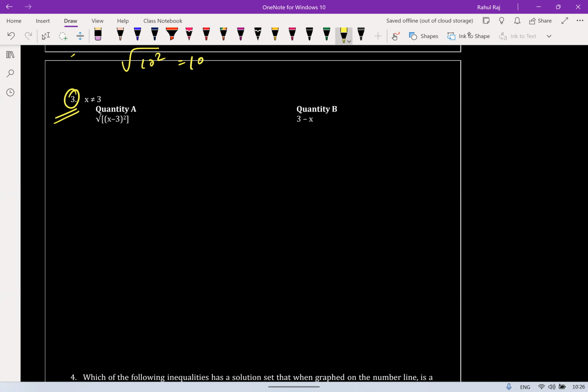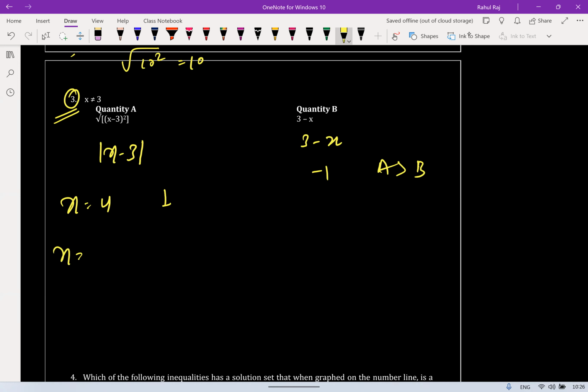Yeah, but take some different number and also check, Alexa. Just pick one number. I'll check the other: mod x minus 3, and this is 3 minus x. So when you take x equal to 4, what happens? This is 1 and this is -1. So quantity A is greater than B.